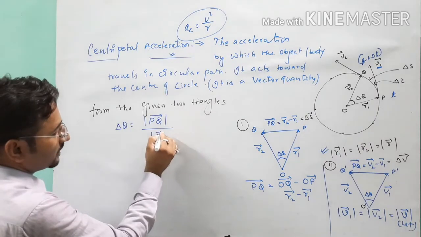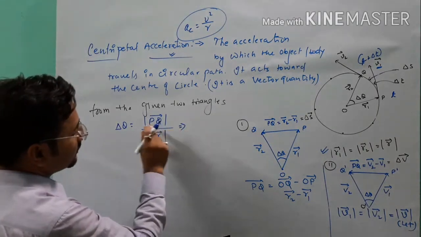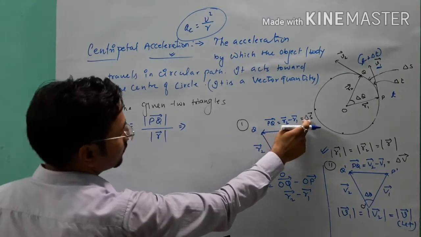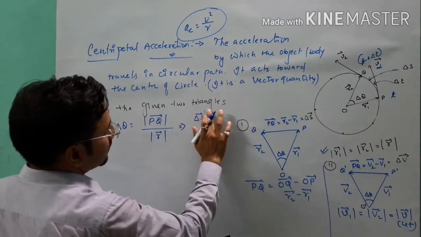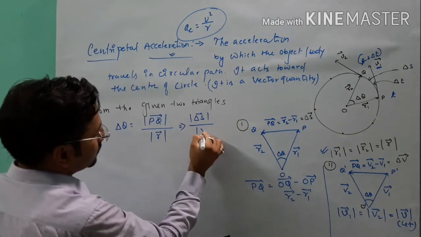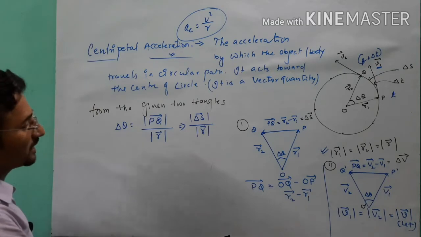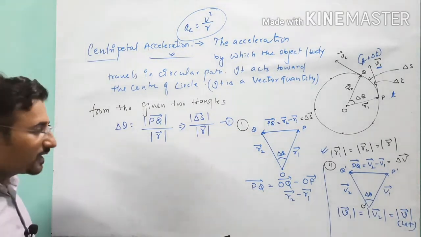So I will write here also mod of vector r. Now see, next step it will be delta PQ. From the first diagram it is equal to mod of delta s vector, and I will use this modulus symbol. This is supposed to be our equation number 1.